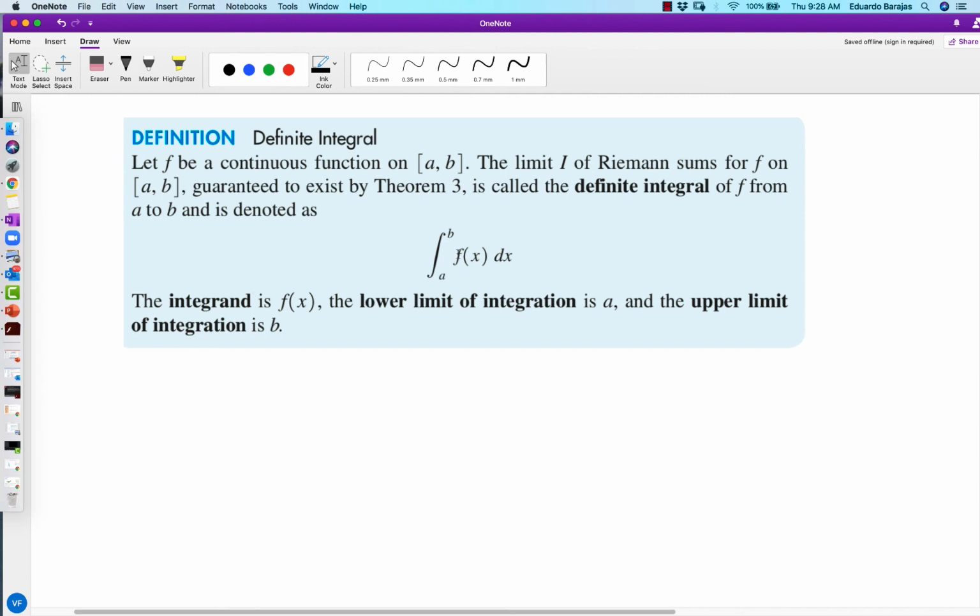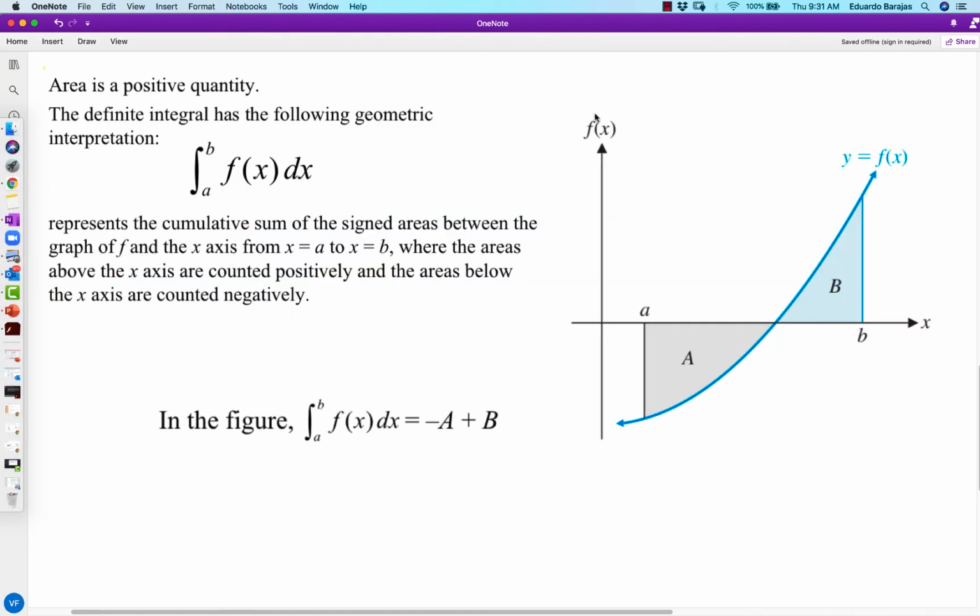The value of f of x, whatever function's in here, this value is called the integrand. And then the lower limit of integration is the a, and then the upper limit of integration is the b. So remember that when we talk about area, it is always a positive thing. So it's a positive value.